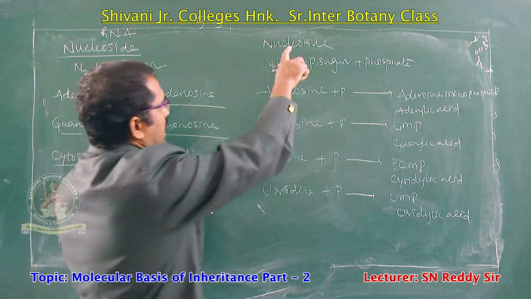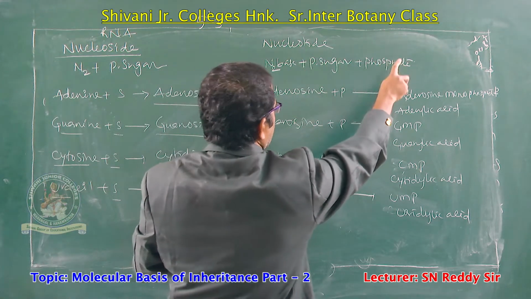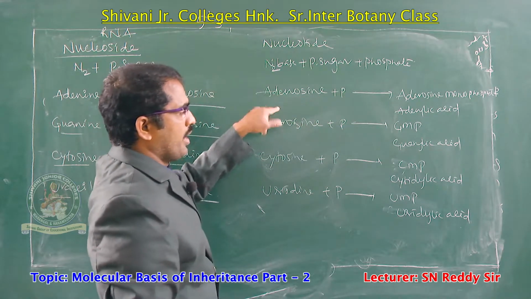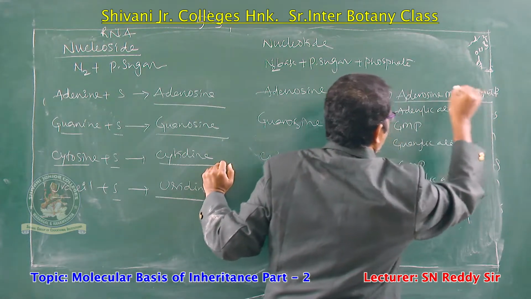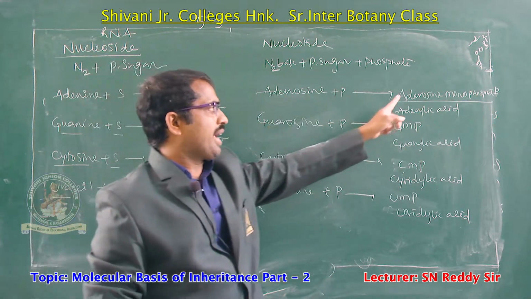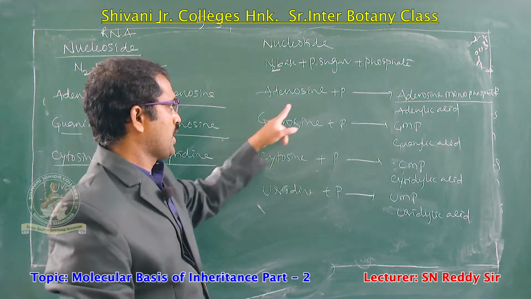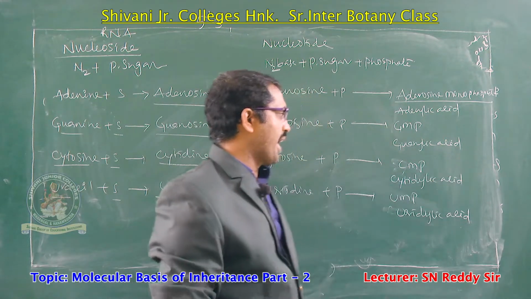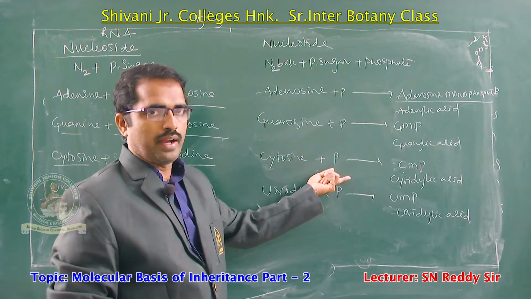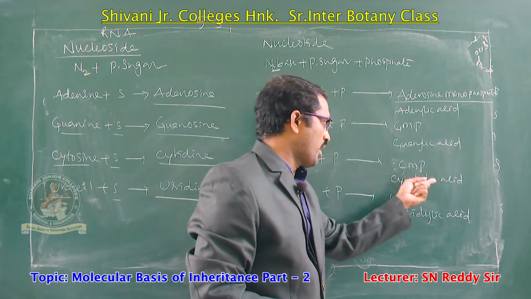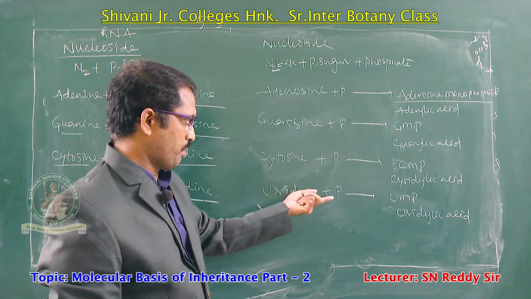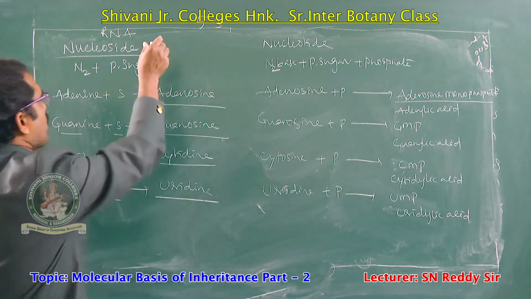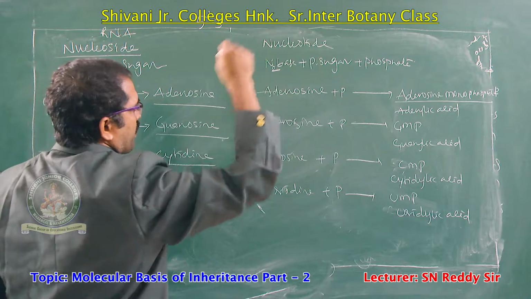If it is a nucleotide, it is nitrogen base plus pentose sugar plus phosphate. Adenosine plus phosphate, only one phosphate will be added. That's why it is adenosine monophosphate, also called adenylic acid. Guanosine plus phosphate is guanosine monophosphate, which we call guanylic acid. Cytidine plus phosphate is cytidine monophosphate, called cytidylic acid. Uridine plus phosphate is uridine monophosphate, that is uridylic acid. This is the case of RNA, the types of nucleoside and nucleotide.